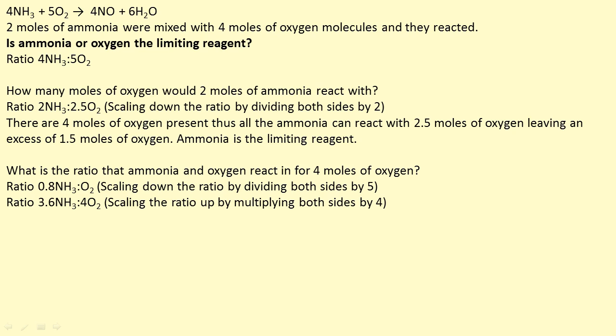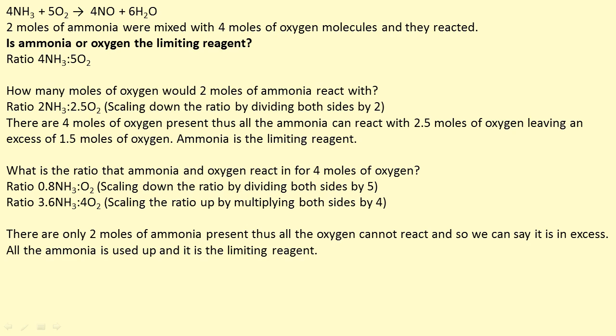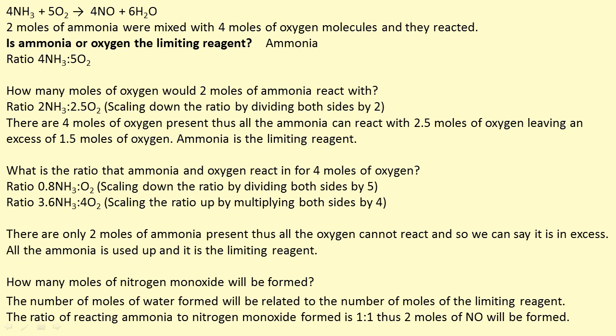Now, as stated in the question, there are only 2 moles of ammonia present. Thus, all the oxygen cannot actually react, so we can say the oxygen is in excess. All the ammonia is used up and is the limiting reagent. How many moles of nitrogen monoxide will be formed? The number of moles formed will be related to the number of moles of the limiting reagent. The ratio of reacting ammonia to nitrogen monoxide formed is 1 to 1, thus 2 moles of nitrogen monoxide will be formed.